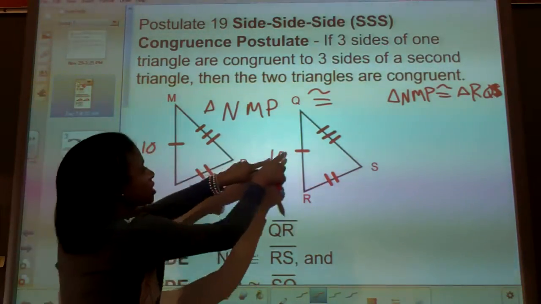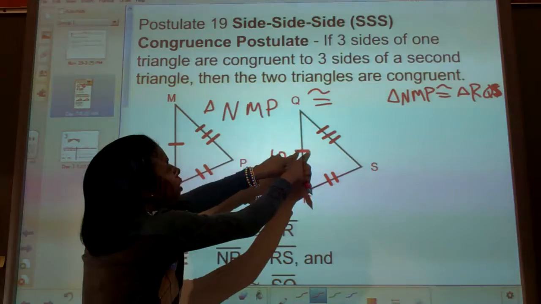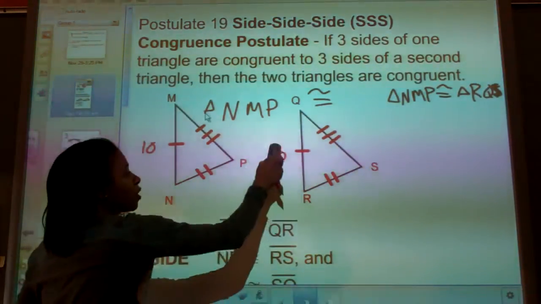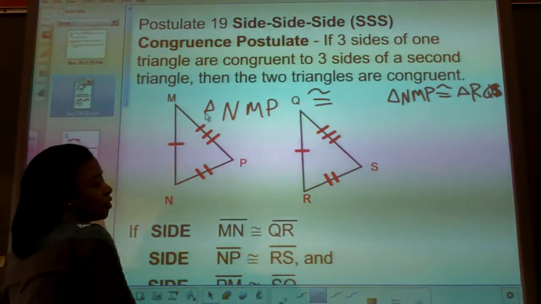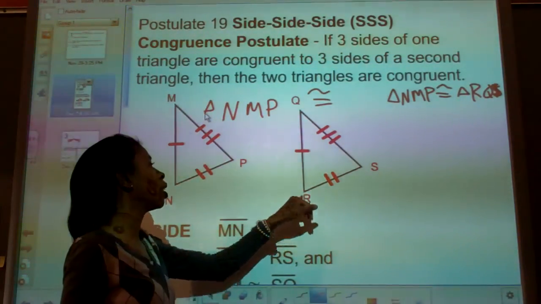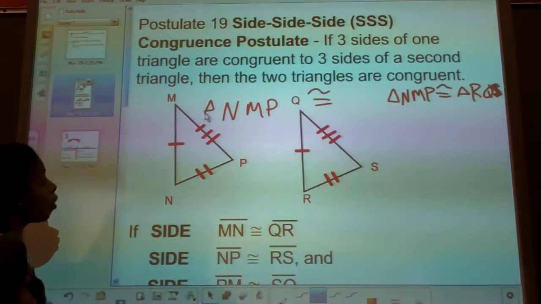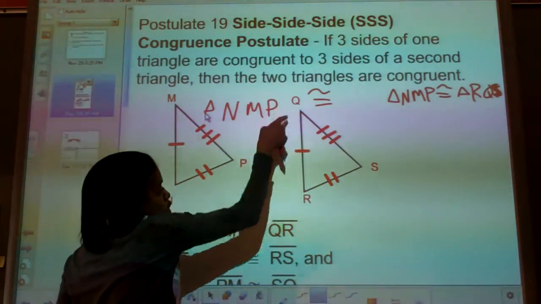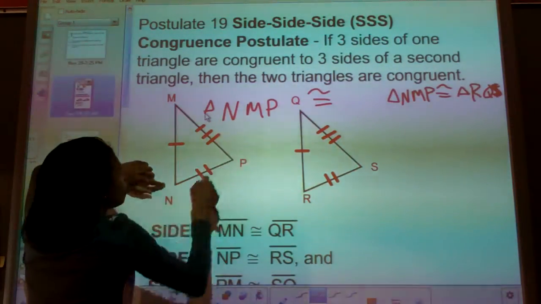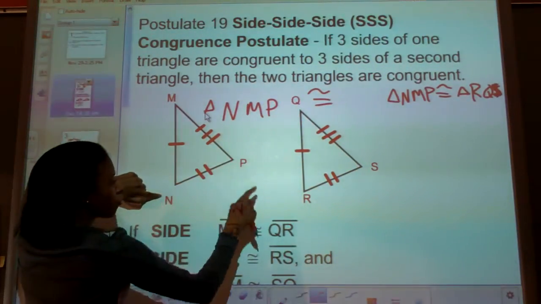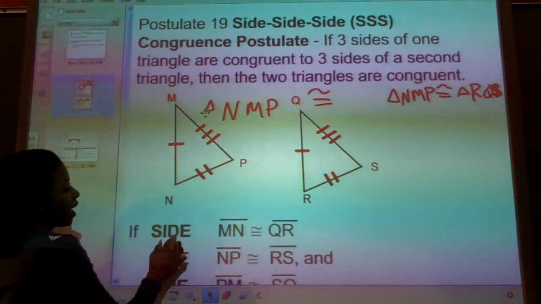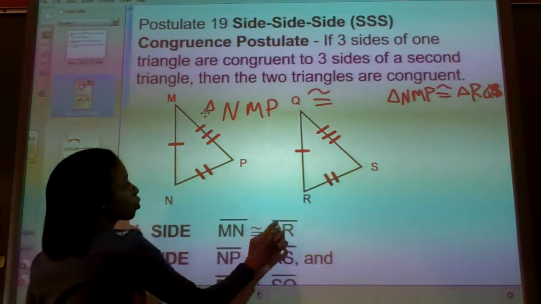Remember when we talked about this symbol here, when they have the same amount of tick marks or lines, that indicates that they are the same length, even if there is no number attached with that particular segment. So NM is congruent to RQ, or I can say MN is congruent to QR. Remember, you cannot say MN is congruent to RQ. Angle for angle, angle for angle. It must go in the exact same order. We've talked about that.